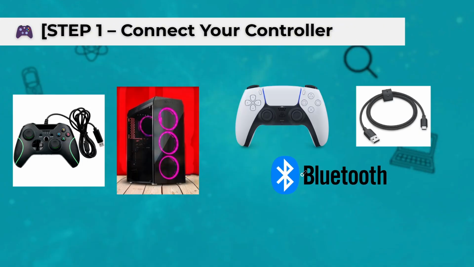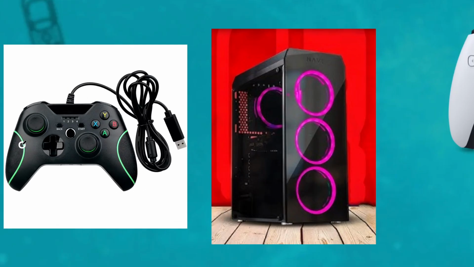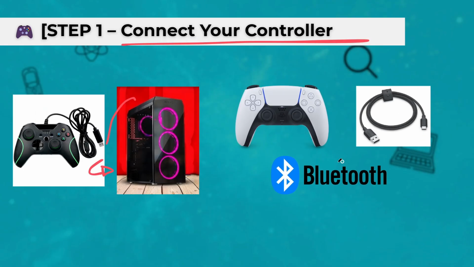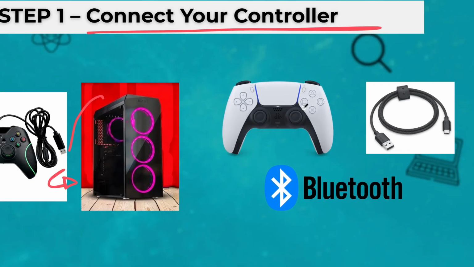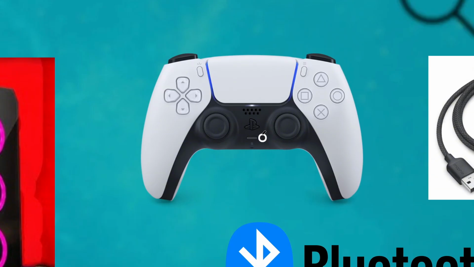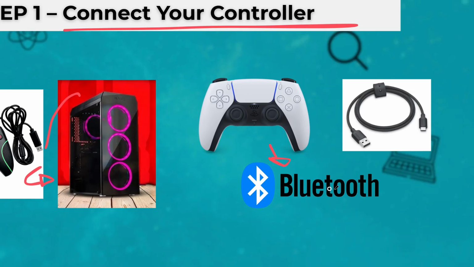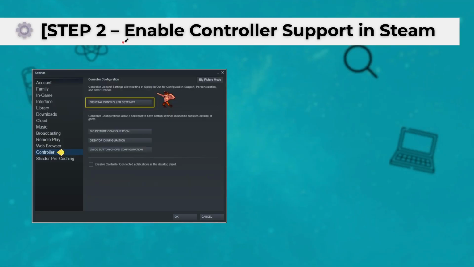Step 1. Connect your controller. First, connect your controller to your PC. If you're using an Xbox controller, just plug it in with a USB cable or connect it wirelessly with the Xbox adapter. For PlayStation controllers like the DualShock 4 or DualSense, you can use a USB cable or connect it via Bluetooth.